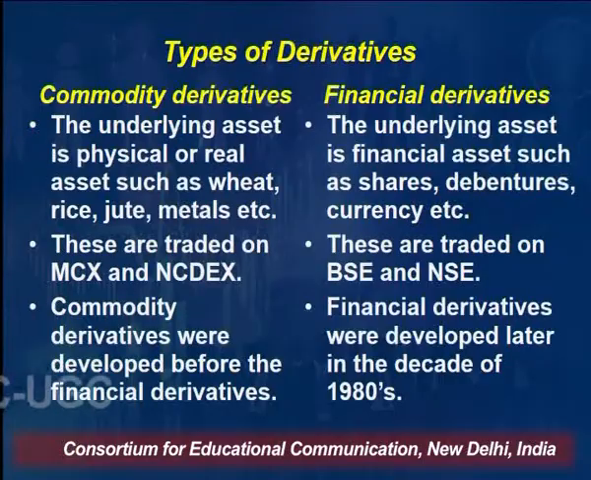That's why whenever it comes to which are the stock exchanges in India, mainly two names come to our mind, NSE and BSE, right? So we say the financial derivatives are traded on BSE and NSE, and the commodity derivatives are traded on MCX and NCDEX. Commodity derivatives were developed before the financial derivatives.